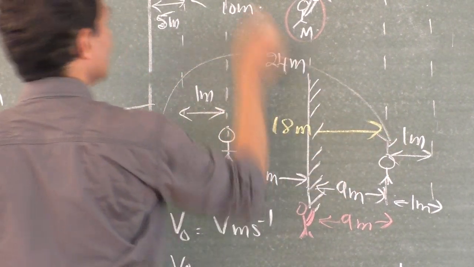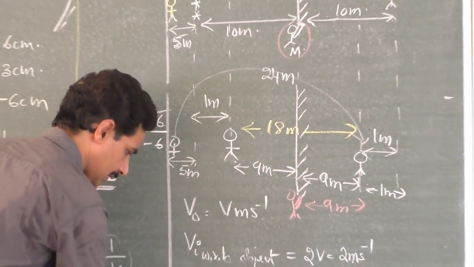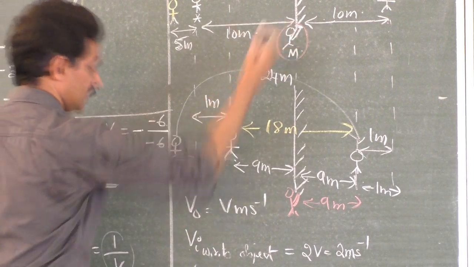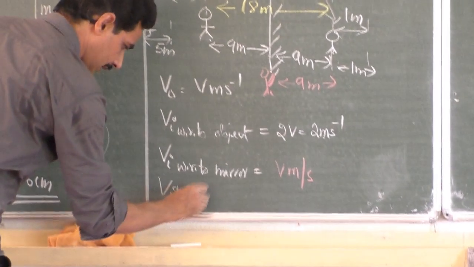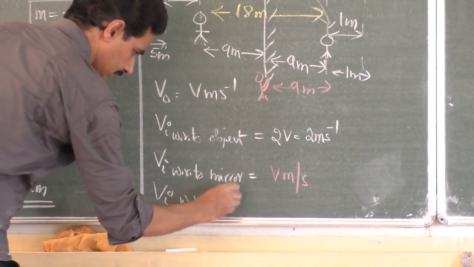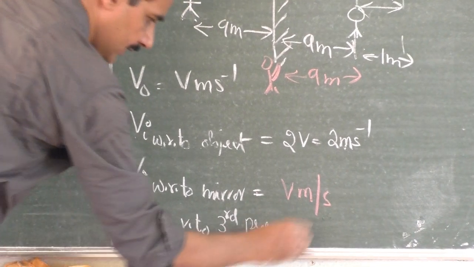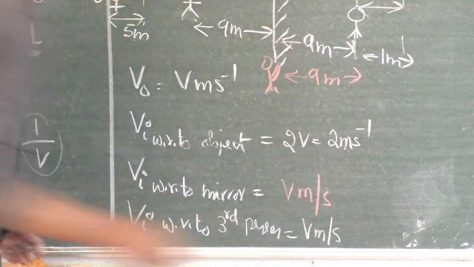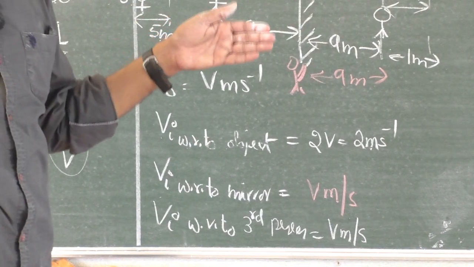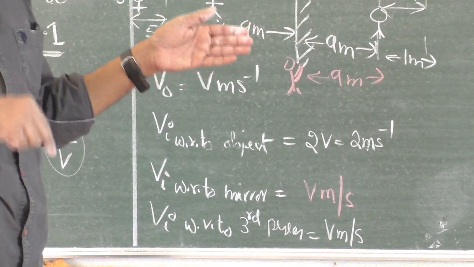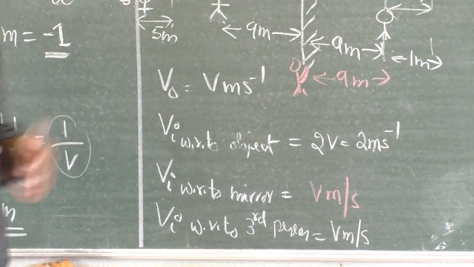So how much has it changed? Only by 1 meter. So the velocity of the image with respect to the third person is very similar to the person who is holding the mirror. The velocity of the image with respect to the third person, our friend, who is not running, is v meter per second only. So if your friend is observing inside the mirror, then the image will be running with the same speed as the object. Whereas with respect to you, it is double, because your image is also coming towards you.